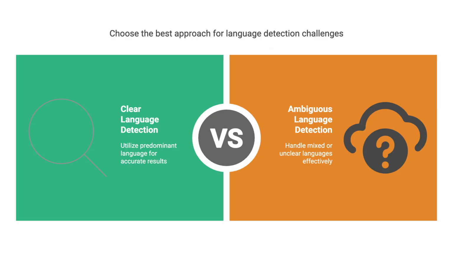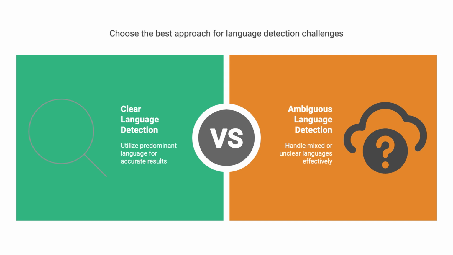Just as named entity recognition helps us extract specific details from text, understanding the language of that text is a fundamental prerequisite for many AI tasks. However, identifying the language isn't always a simple task, especially when dealing with diverse real-world data. This visual presents two distinct scenarios and the corresponding approaches within Azure AI Language for tackling language detection challenges.